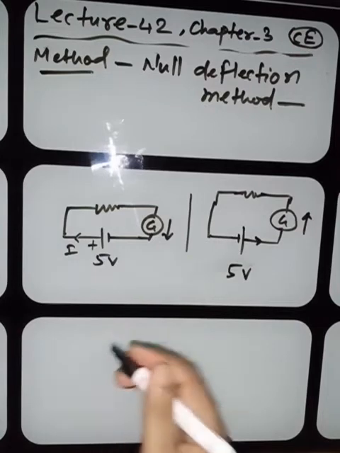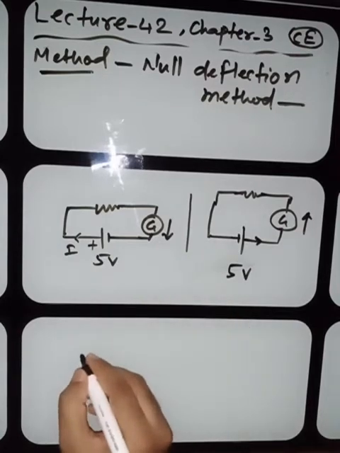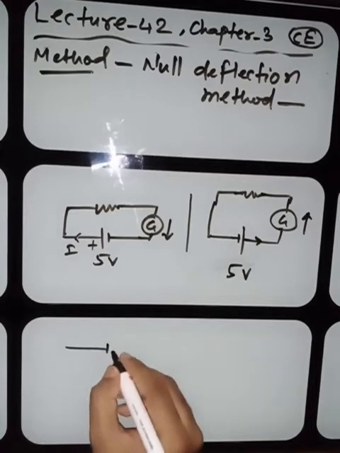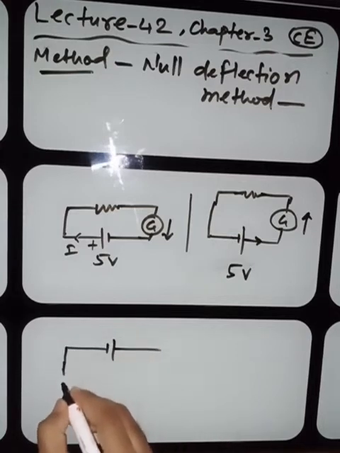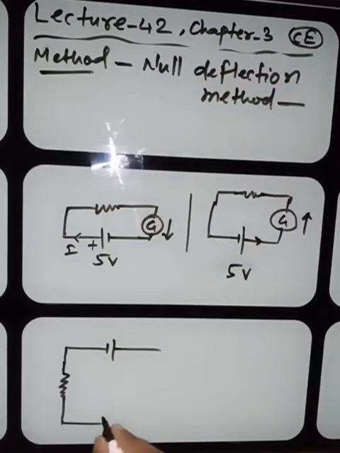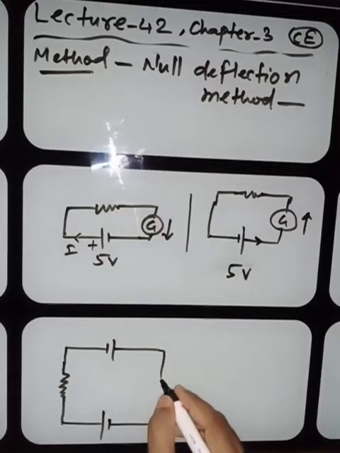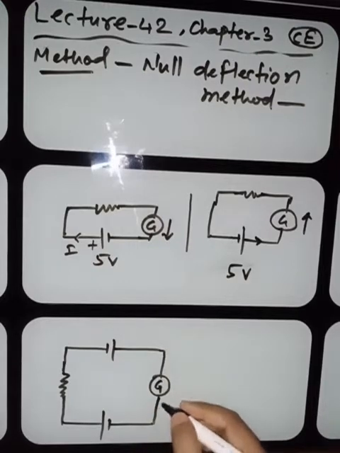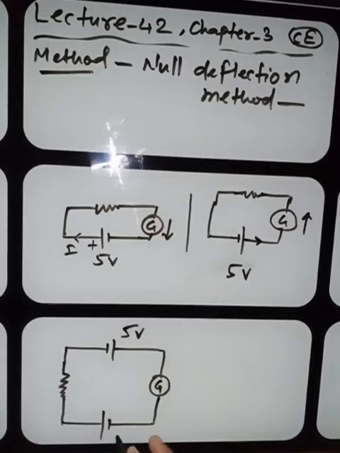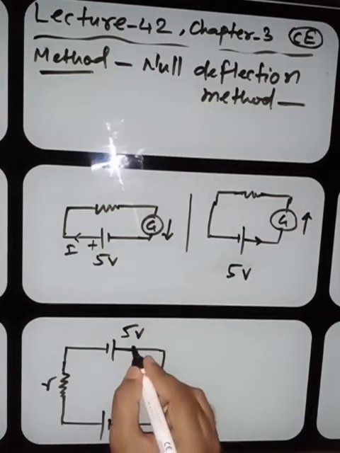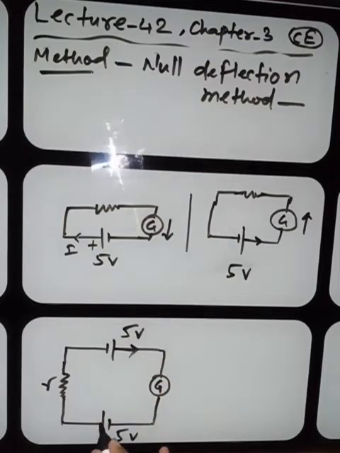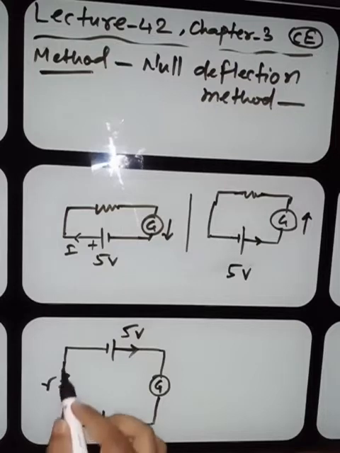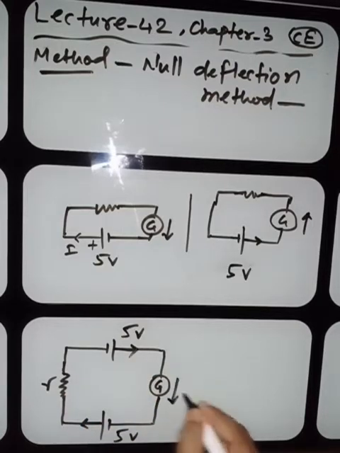Now another question I am giving you. Suppose you have connected two batteries, this 5 volt with a resistance, and another battery of 5 volt with the galvanometer. Now what will happen? Will this galvanometer show deflection if this is 5 volt and this is also 5 volt, whatever may be the resistance? The answer is yes, it will show deflection. How, sir? This will try to drive the current in this way, and this will try to drive the current in this way. But you can see both currents are in the same direction, so the galvanometer will give the deflection in this direction.